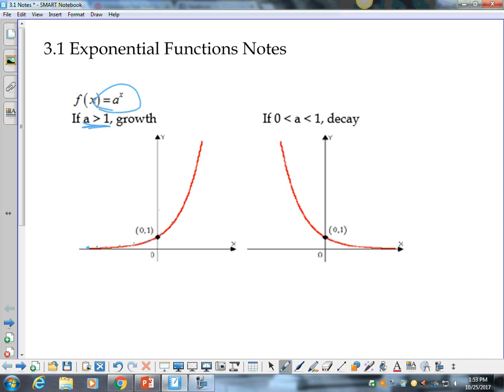Okay, decay. If your a, the guy that's being raised to the power, is in between 0 and 1, so a fraction that has to be less than 1, then it's decay. Would you want to invest money in the stock market and have exponential decay? No, that's very, very bad. But please notice, these have asymptotes.